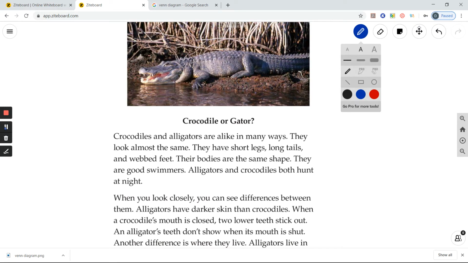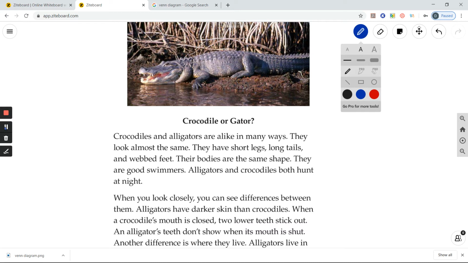Let's reread the first paragraph and think about what information the author is sharing with us or telling us about these animals. Crocodiles and alligators are alike in many ways. They look almost the same. They have short legs, long tails, and webbed feet. Their bodies are the same shape. They are good swimmers. Alligators and crocodiles both hunt at night. So we have to think, what is the author telling us about these animals? Is the author comparing or contrasting in this paragraph?